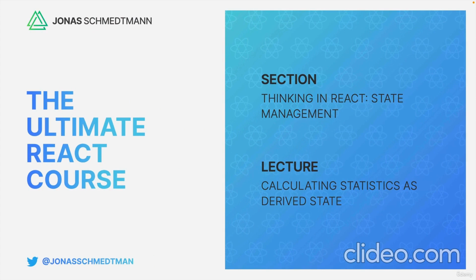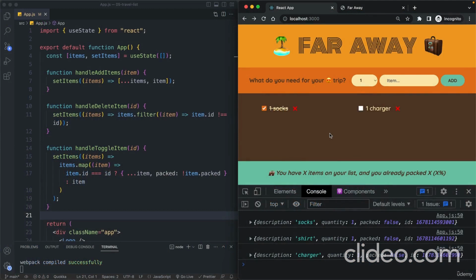Of course, let's now use the idea of derived state in practice. And in particular, we now want to calculate our statistics here. So calculating the number of items on the list, how many we already have packed, and then the percentage of that. Now, if we think about these numbers, for example, the number of items in the list, that number can be directly computed from the items array itself, right? And so derived state is perfect for this. But before we use derived state, I will show you how not to do this.